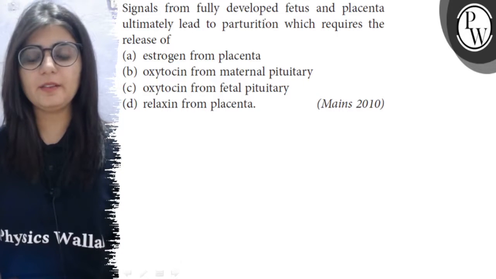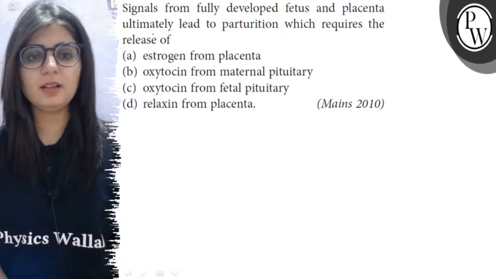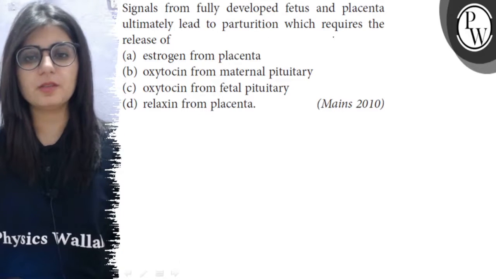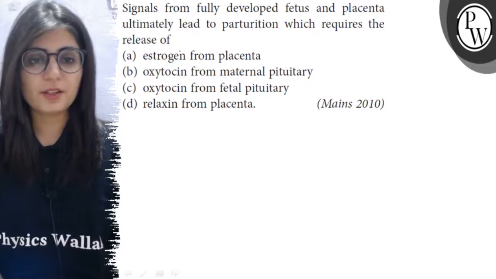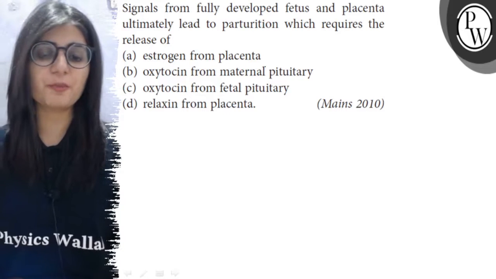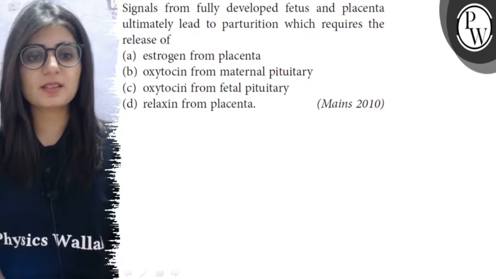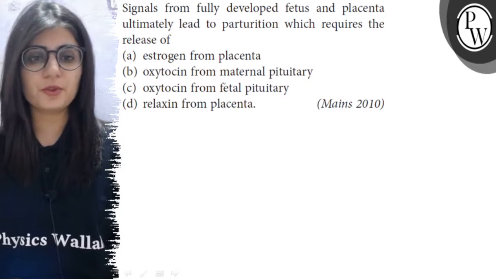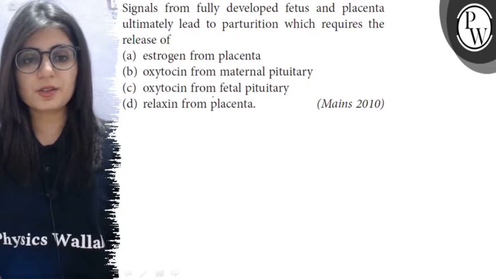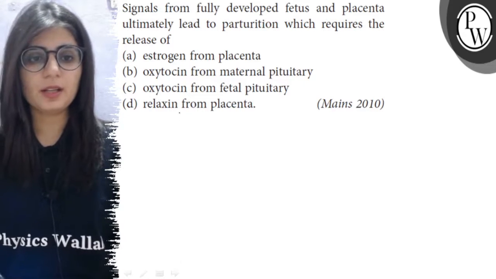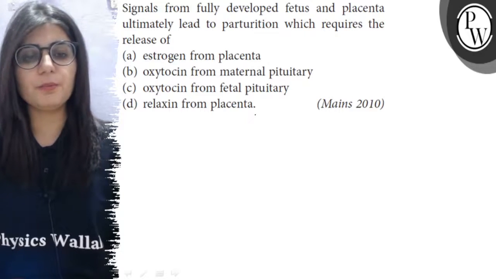Signals from the fully developed fetus and placenta ultimately lead to parturition, which requires the release of. And the options are: A, estrogen from placenta. Option B is oxytocin from maternal pituitary. Option C is oxytocin from fetal pituitary. And option D is relaxin from placenta.